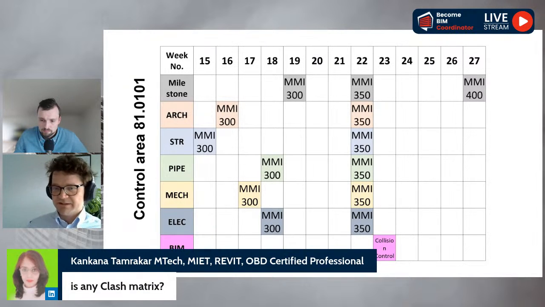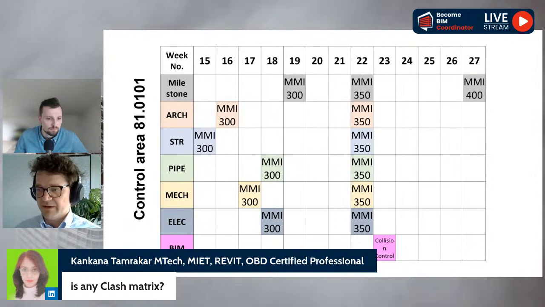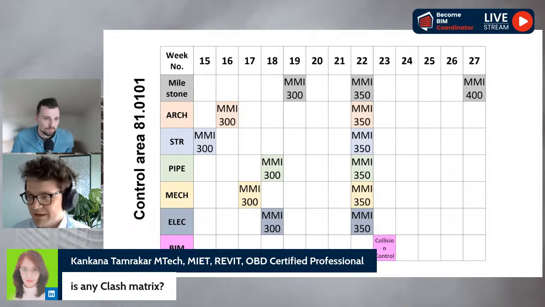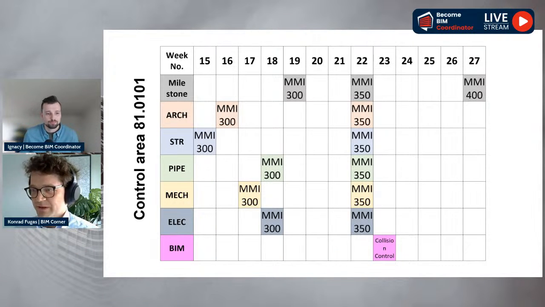So in practice, status changes. Sorry, is there any clash matrix also used in the project? Yeah, yes, of course. It's just I didn't show it today. Of course, you have to know what clashes with what, and you have to provide this matrix. So responsible for changing those status codes are designers.